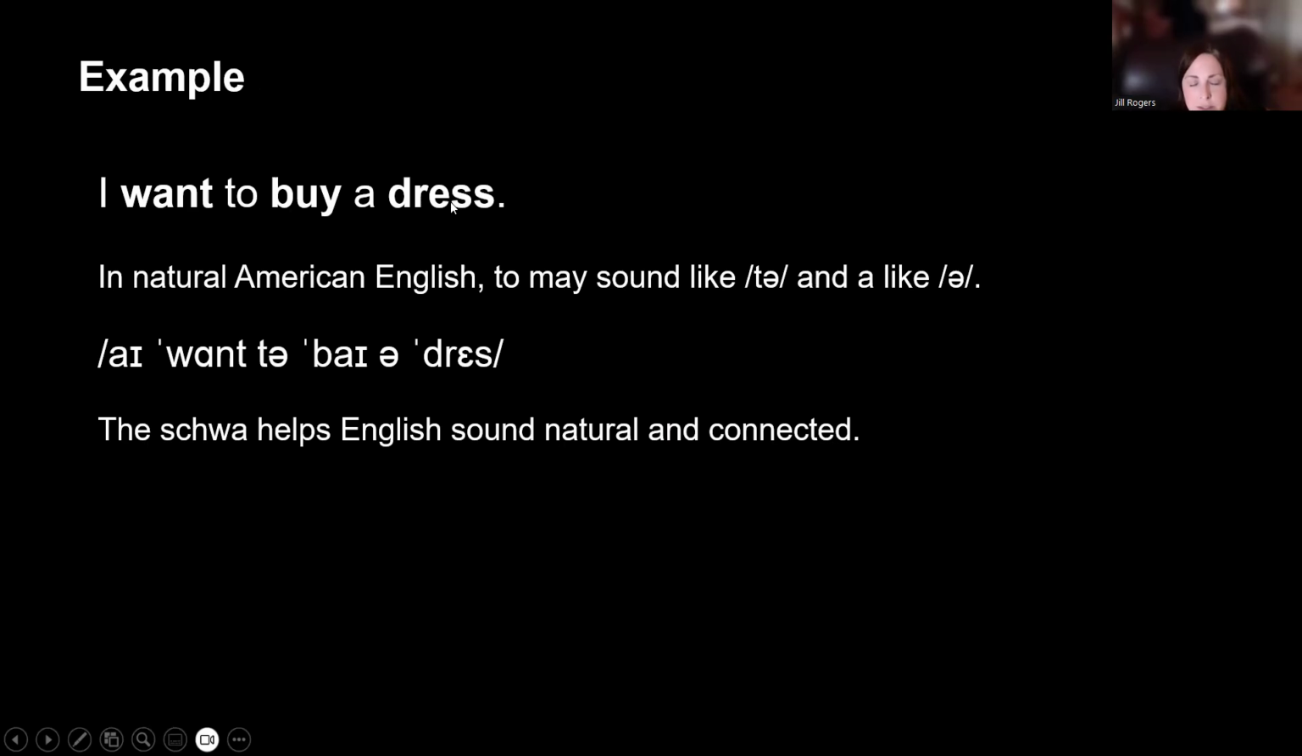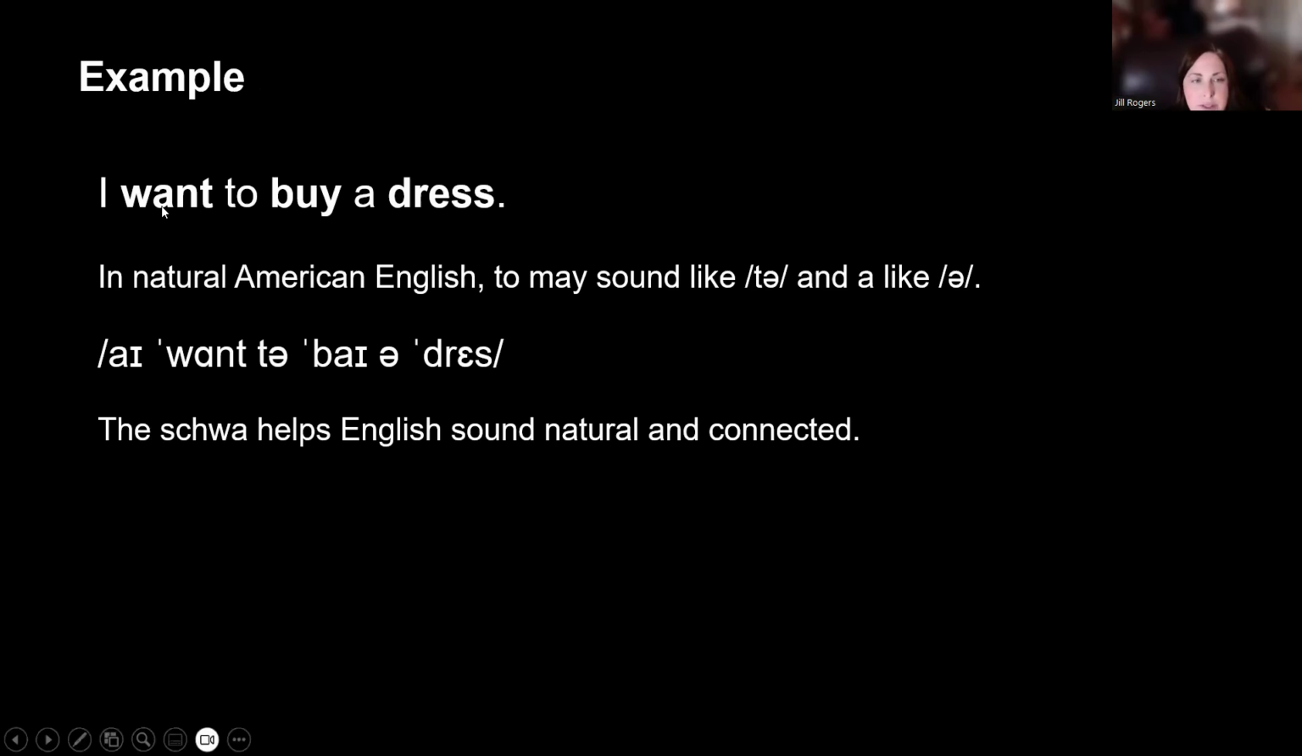So I'm saying it and showing you the stress. Let me say it more naturally. I want to buy a dress. Do you hear that rhythm still? Even though I'm not going, I want to buy a dress. If you actually train yourself to start using this rhythm, you'll be better understood.